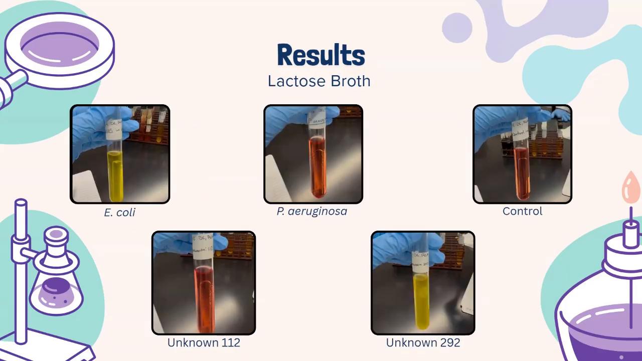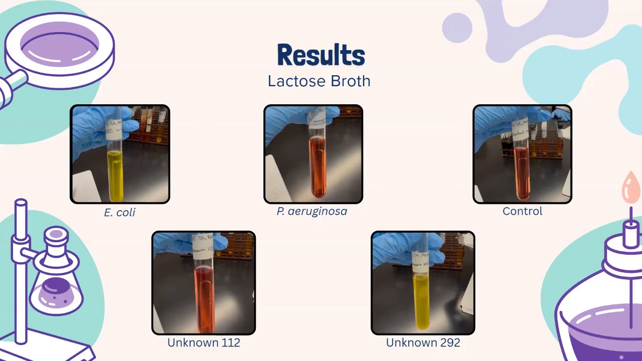These are for the lactose broth. The E. coli and the unknown 292 appear to be a yellow color, as well as have gas buildup in there. The E. coli has gas buildup because it's a strong fermenter of all of the sugars that we used. And our unknown 292 appears to also have that bubble, so that means it is a strong fermenter of lactose, and it has that gas and yellow color.